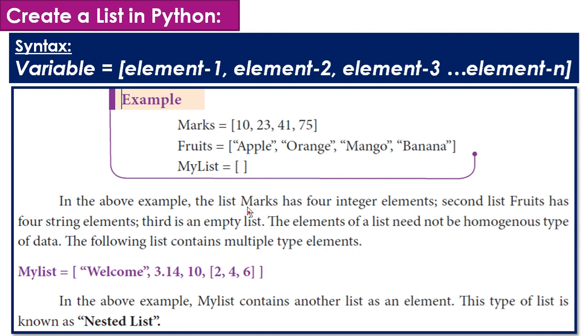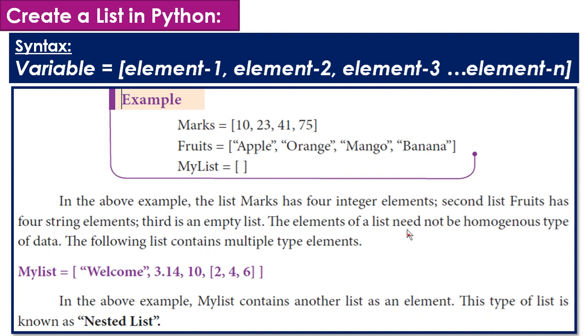In the above example, the list marks has 4 integer elements. Second list, fruits, has 4 string elements. And the third one is the empty list.